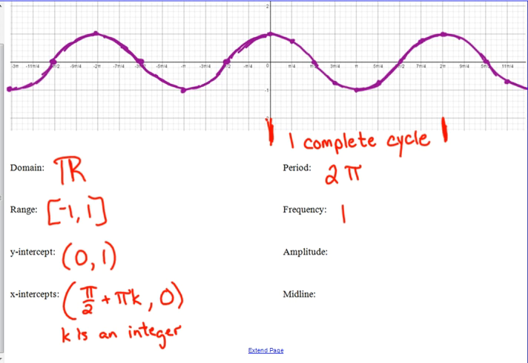The amplitude here is still 1. The midline is still y equals 0. That still cuts us in half right here. And when we measure from that line to the maximum or the minimum, that distance is still positive 1. No differences there.